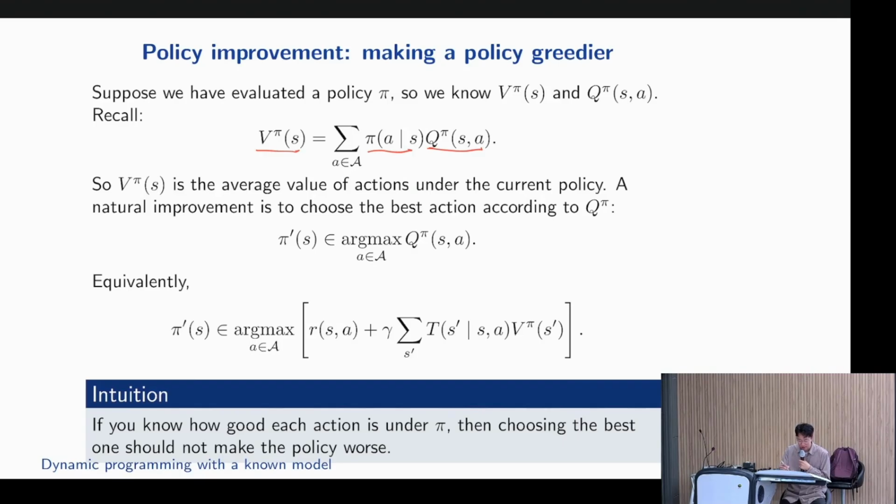So given we have computed this or this, if we do a one-step greedy action, so to select the immediate next action, we insert all possible actions in the Q and take the greedy action, whichever has the highest Q value. In other words, if we insert the definition of Q here by this relation, then the one-step greedy action for a given state is simply whichever action has the highest sum of immediate reward and discounted future reward. So if we know how good each action is under the policy, then choosing the best one should not make the policy worse. That's the intuition.